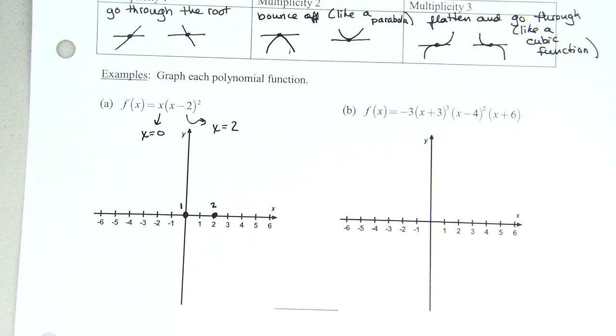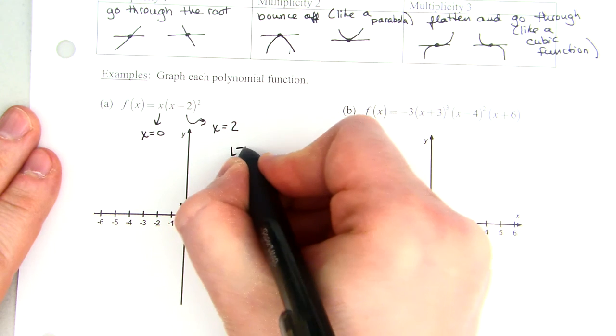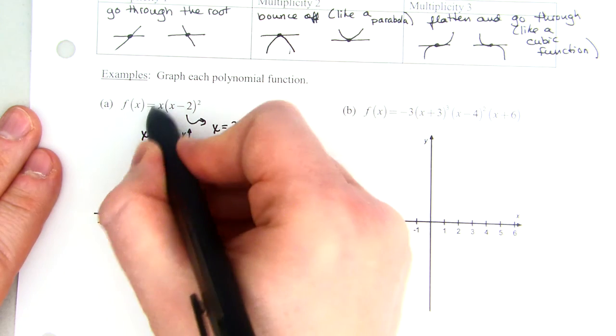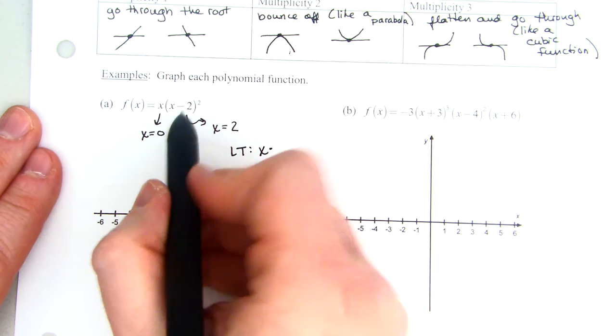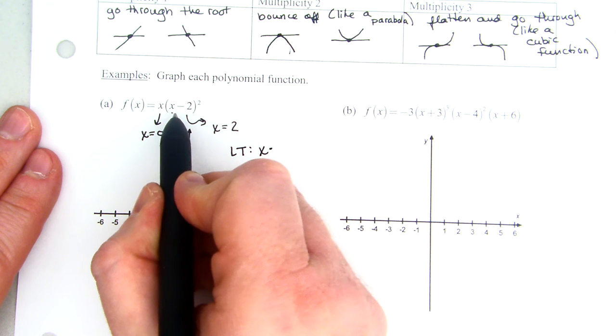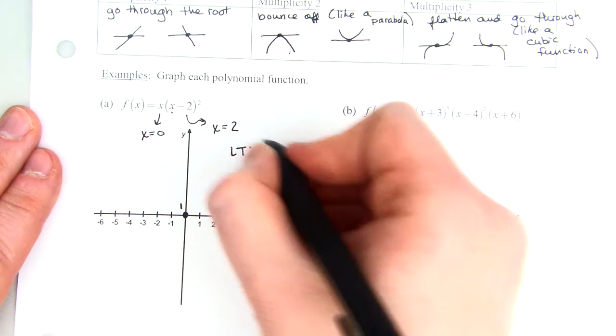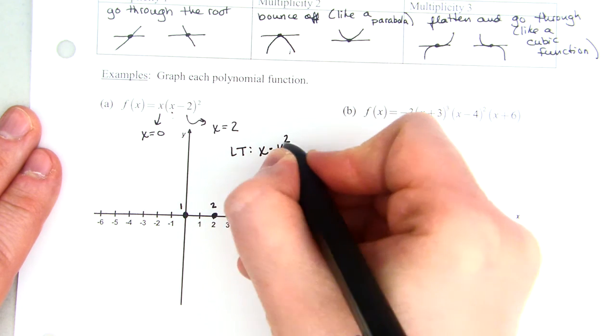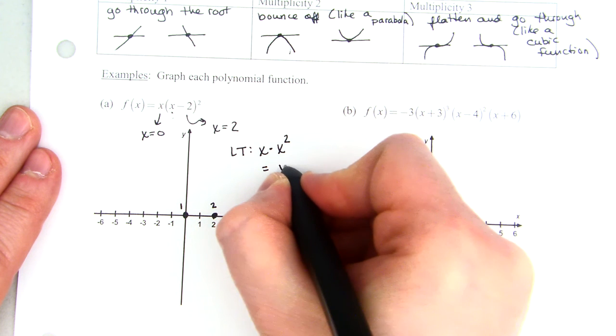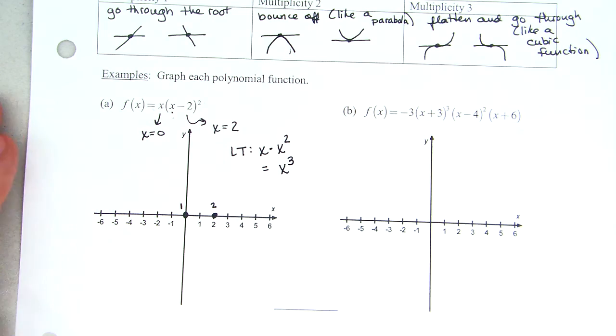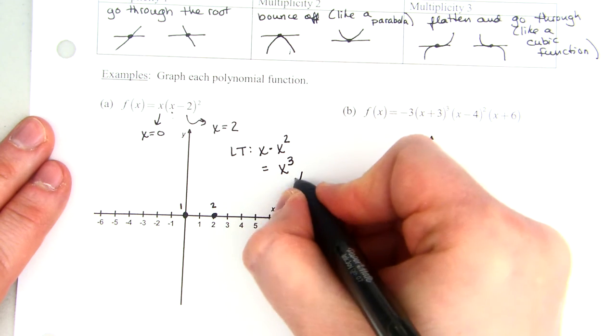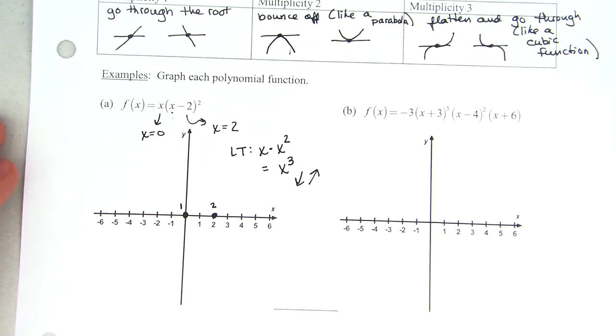I need my leading term. My leading term here is going to be x times not just x, but over here I'm going to say x squared, which gives me a final leading term of x cubed. What will our end behavior be? I hope you said down and up.